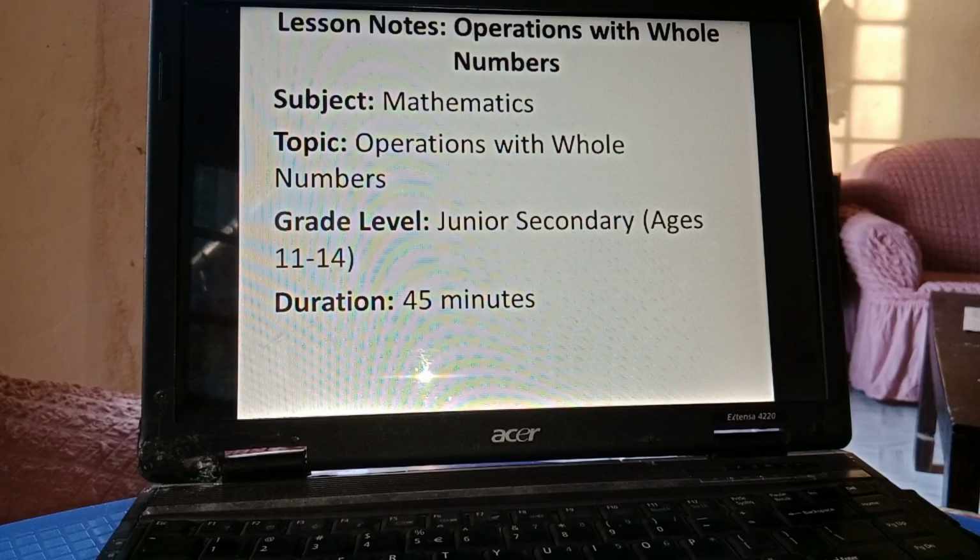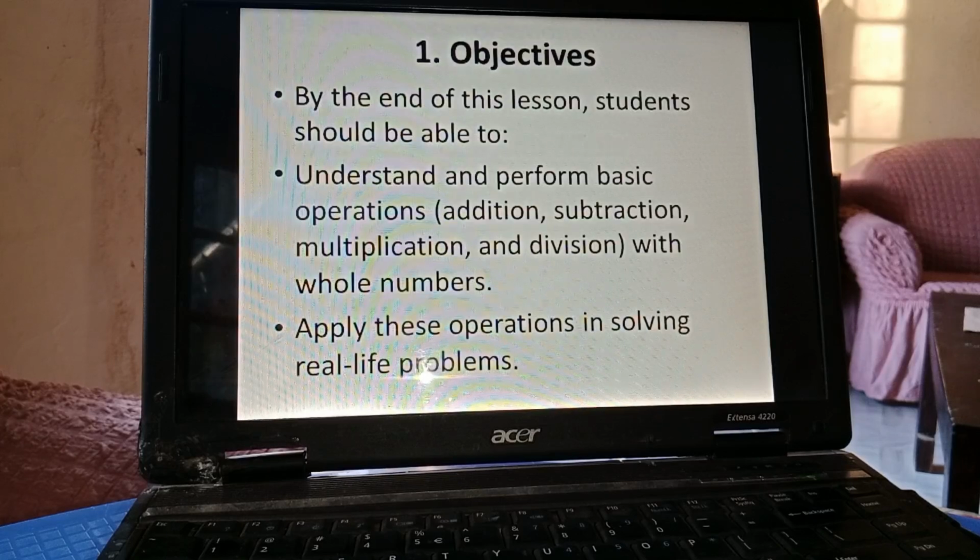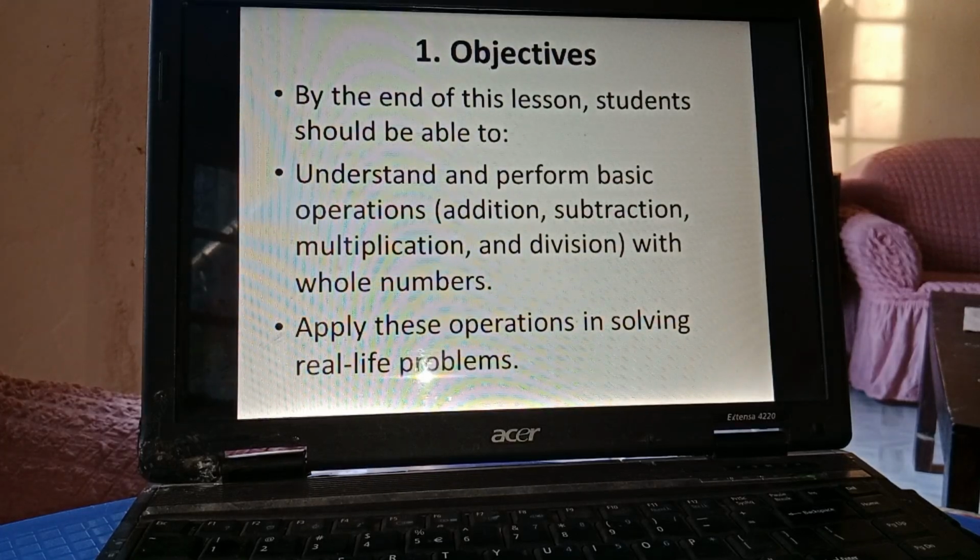Lesson notes: operation with whole numbers. The subject is mathematics. Operations with whole numbers is the topic, and the grade level is junior secondary, ages 11 to 14. Duration is 45 minutes. Objectives of this lesson will be: learners by the end of the lesson should be able to understand and perform basic operations, addition, subtraction, multiplication, and division with whole numbers. And learners should be able to apply these operations in solving real-life problems.